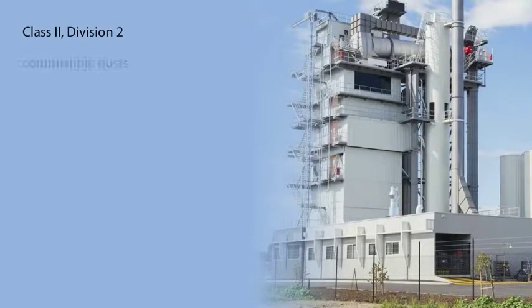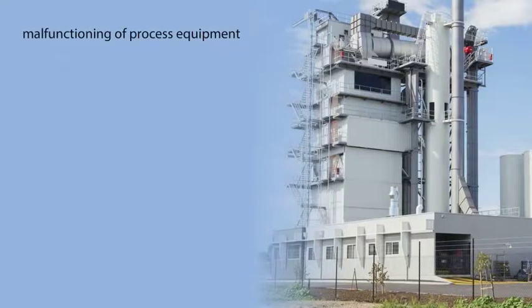Class 2 Division 2. Locations where sufficient quantities of combustible dusts aren't present in the air under normal operating conditions. Dust accumulations usually don't interfere with the normal operation of electrical equipment. Combustible dusts may be in suspension in the air due to infrequent malfunctioning of process equipment. The resulting dust accumulations on electrical equipment may be ignitable in case of an electrical equipment failure.